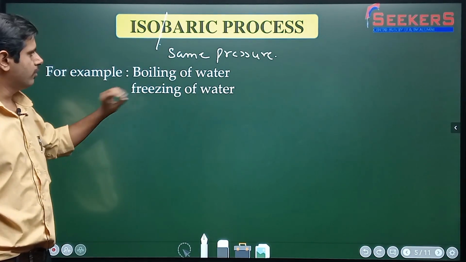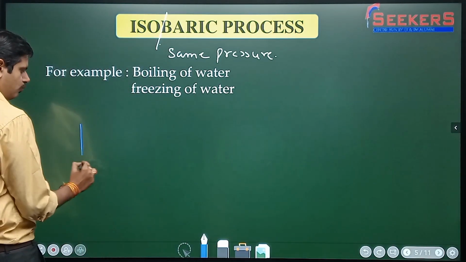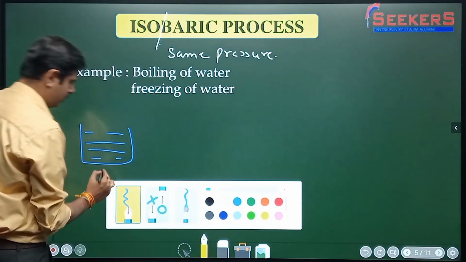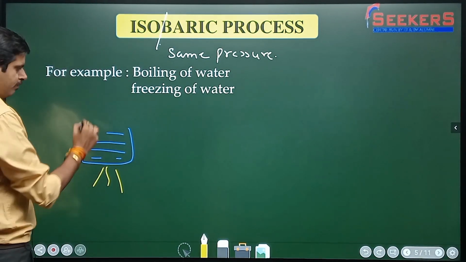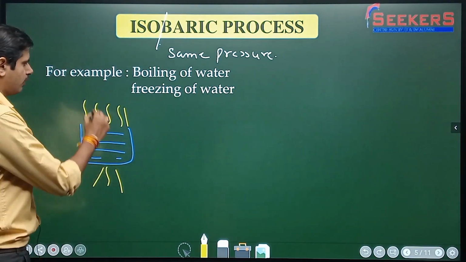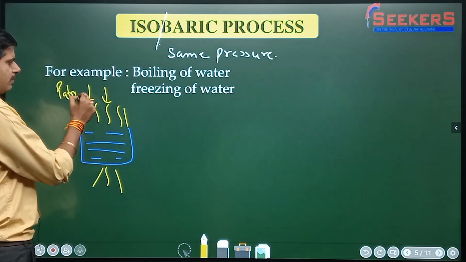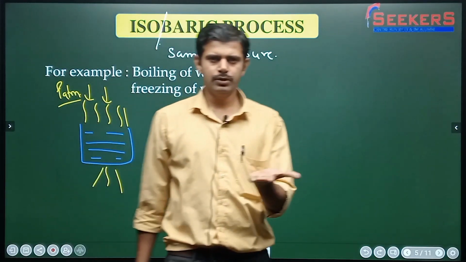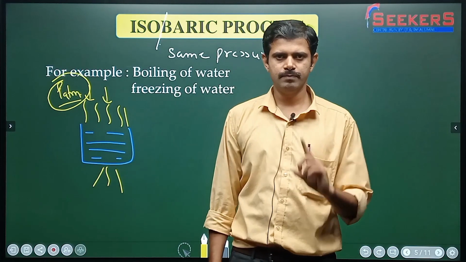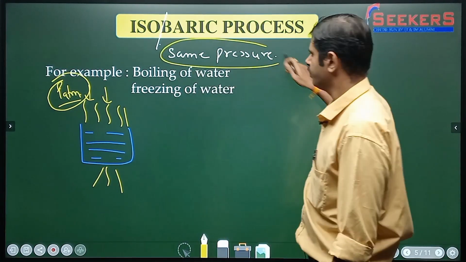So for example, boiling of water. See what happens when we do boiling. Whenever you boil water in an open vessel, you have a fire, you are heating it. Now vapors will go upward. Because the system is open, there will be only one pressure acting on it, that is atmospheric pressure. So whether you boil water or you don't, the pressure will always remain the same, 1 atmosphere. So this is isobaric. Wherever the pressure is the same, it will be isobaric.